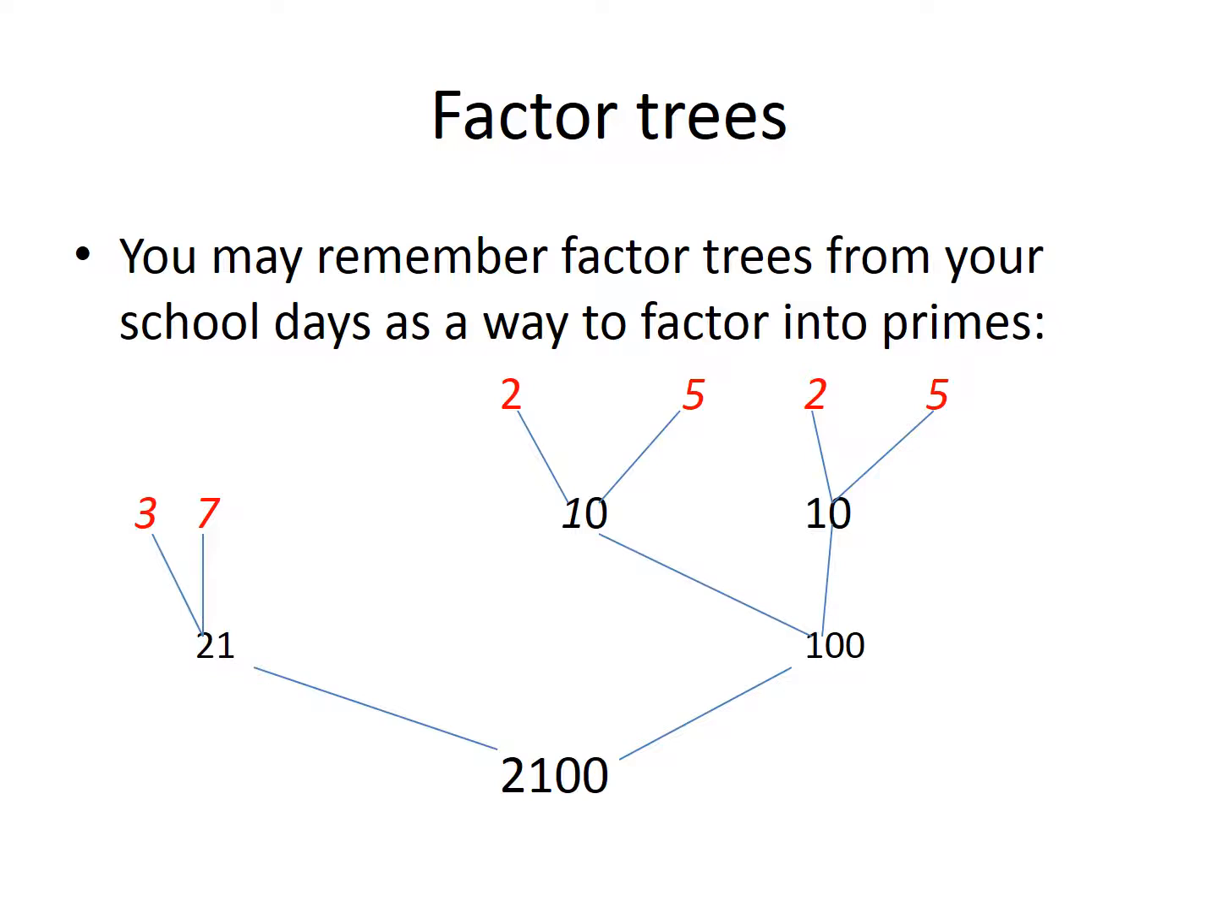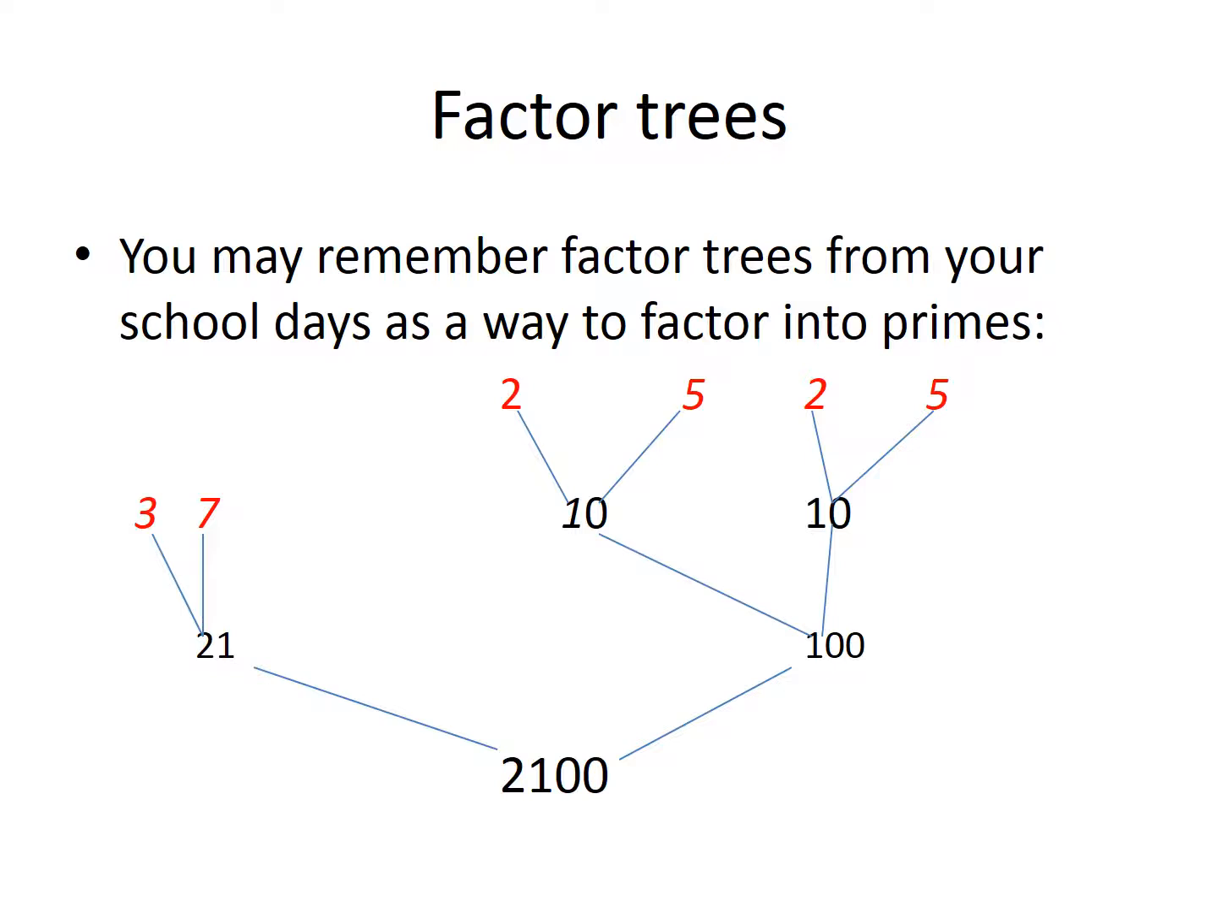Now I take each of those numbers. If the number's prime, I'm going to circle it, or here I've used red because circling was way too hard. So 21 is not prime, so I'm going to factor it. 21 is 3 times 7. Those are both primes, 3 and 7, so I would circle them on my paper, or here I'll write them in red.